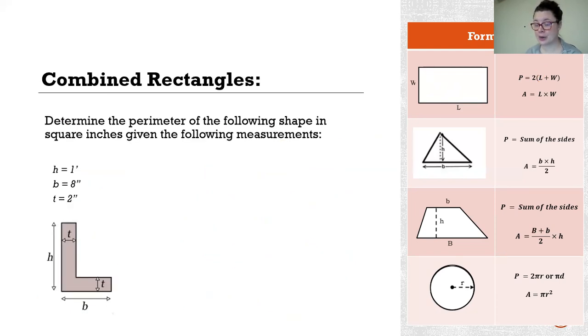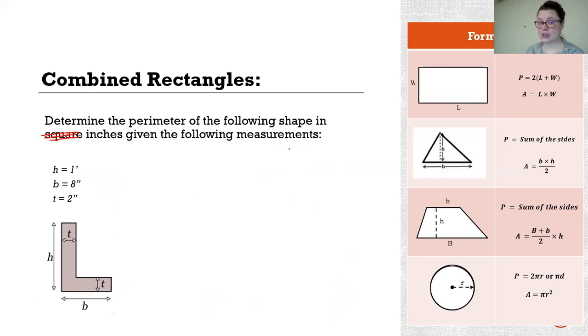Now we want to look at a combined rectangle. We won't do many combined shapes, but I will throw in just a couple for you to refresh. So we want to find the perimeter of the following shape in, oops, it says square inches. It should just be inches. I actually edited this question. So in inches, take the square out for me. I'll edit that before I upload your slides.